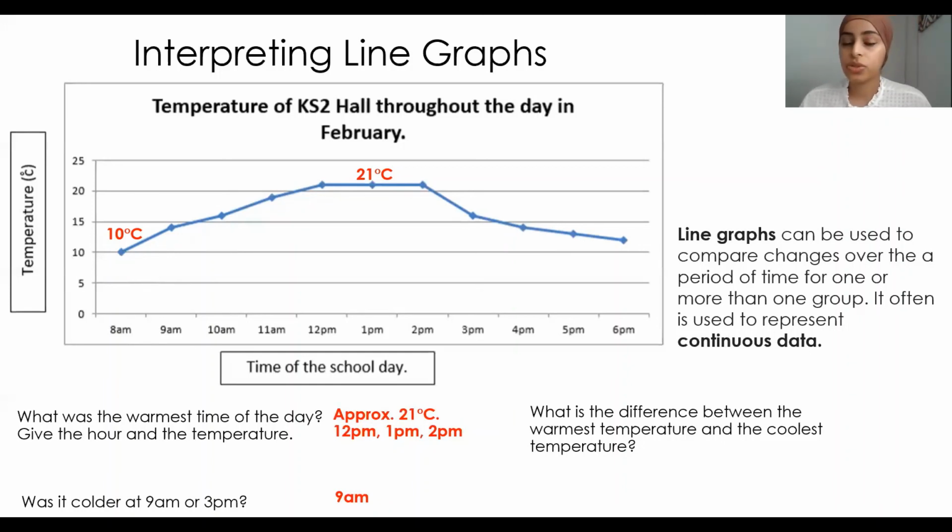So what is the difference between these two amounts? If we're doing difference, we're comparing, which means the operation we need to use is subtraction. So 21 subtract 10 is 11 degrees Celsius. If you got that correct, fantastic, well done.